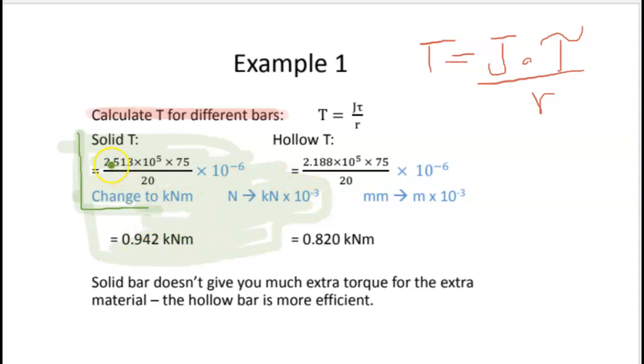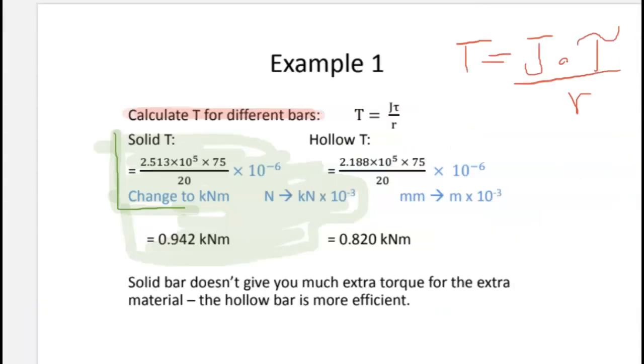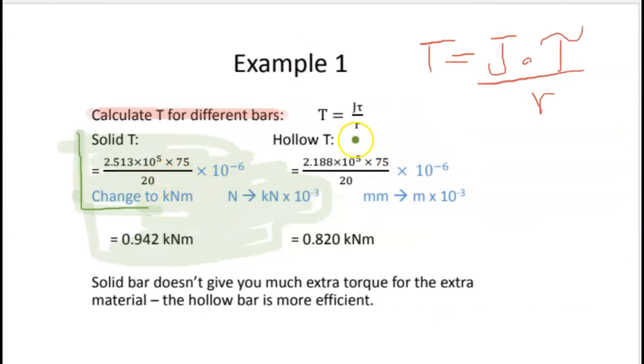I got the value for the J, 2.5 times 10 to the 5, multiplied by the shear, which was 75. Why was it 75? Here you go. It says 75 Newton per millimeter squared. Because everything is in millimeter, I keep it in millimeter. Divided by the radius. The radius was 20. I put the 20 there. That will give me 0.9 kilonewton meter. Why did we get kilonewton meters? Because the millimeters will kind of cancel. We will have a look at the units in a minute. And for the hollow that will give me 0.82.